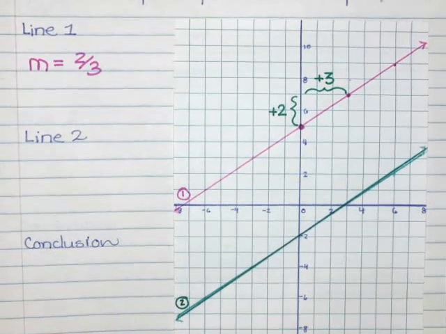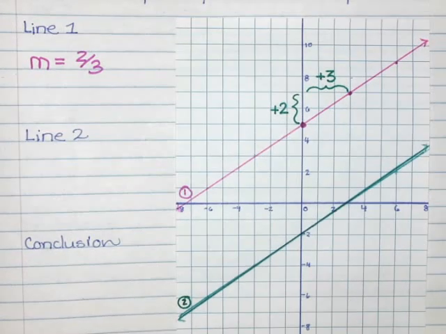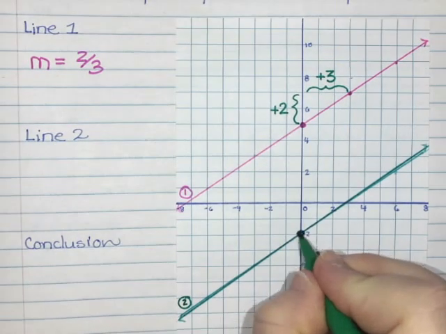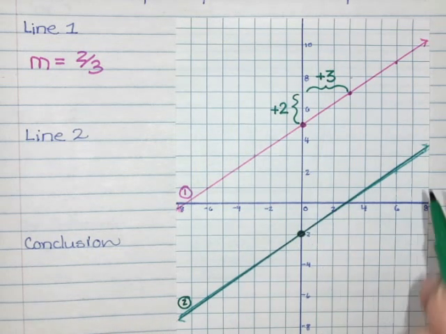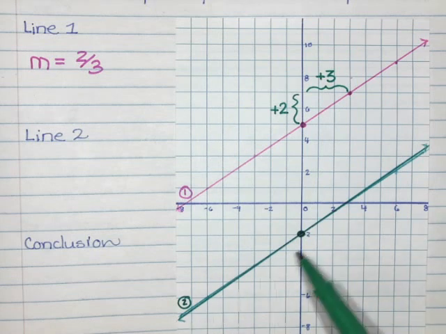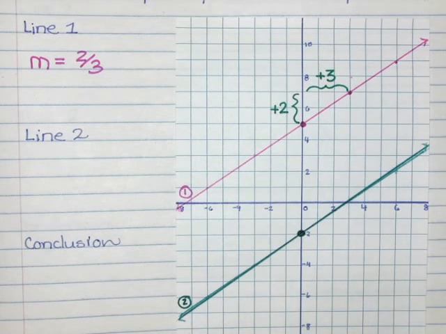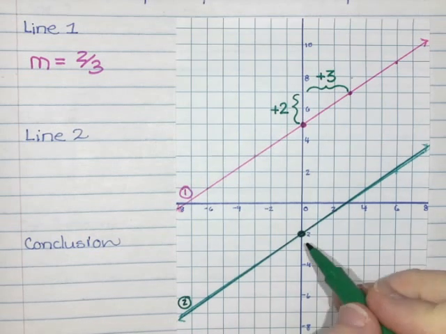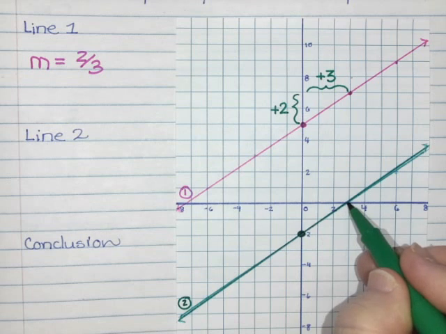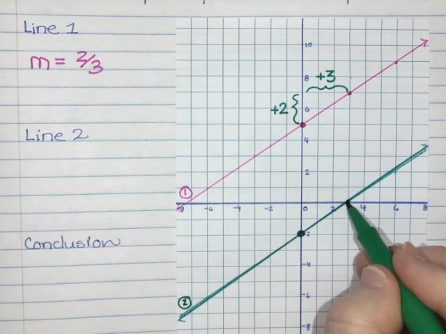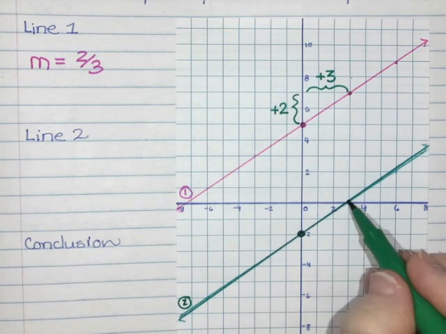For line 2, same thing. I'm going to try to find the y-intercept first, which appears to be down here at -2. And then I'm going to see if I can find another point. Now, I apologize, when I drew this on my page, my ruler moved, but the one on your handout should be a little bit easier to work with.